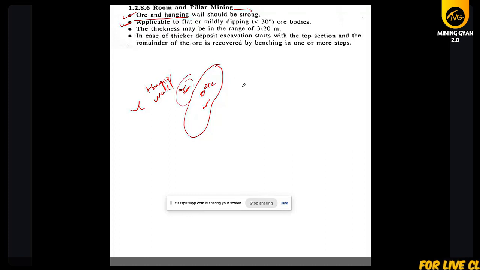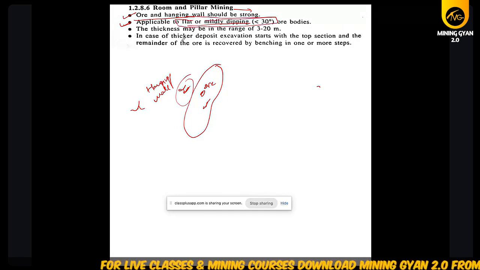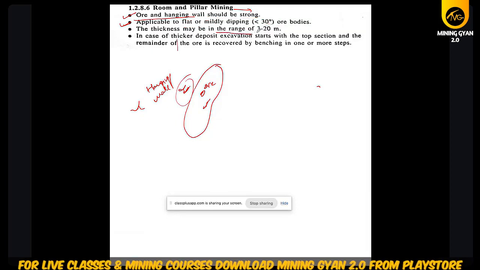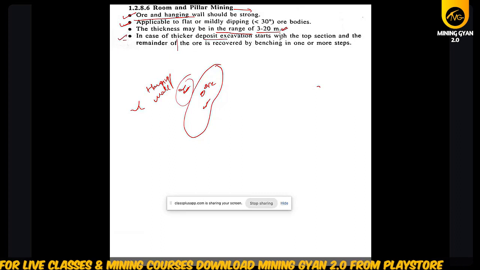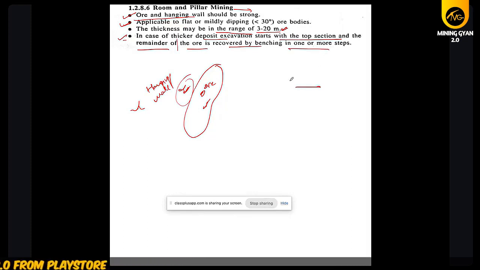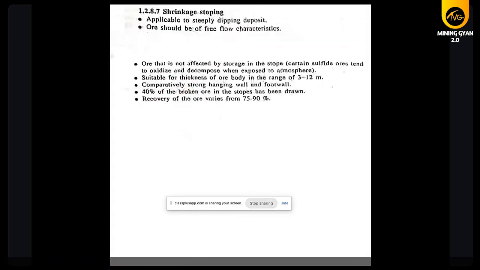Ore should be strong. And application is flat or mildly dipping, means our ore body should be flat or mildly dipping. Thickness may be in the range of 3 to 20 meter. In case of a thicker deposit, excavation starts with the top section and the remainder of the ore is recovered by benching in one or more, similar to board and pillar.